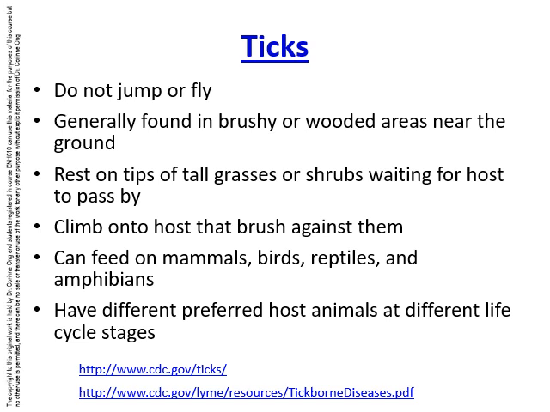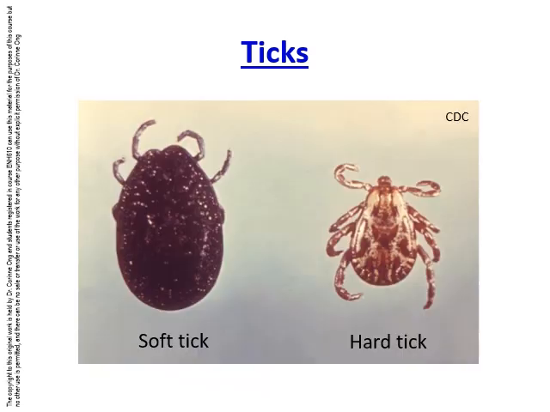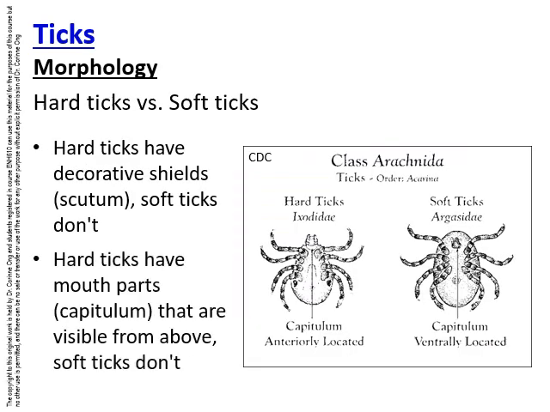There are two major types of ticks, soft ticks on the left and hard ticks on the right. They're quite different morphologically, and it is fairly easy to tell them apart. This figure shows the underside of two types of ticks and how the mouthparts vary in their location, so that when you look at them from above, you can see the mouthparts of the hard ticks, which stick out from the top of their heads, whereas the mouthparts of the soft tick are not visible.